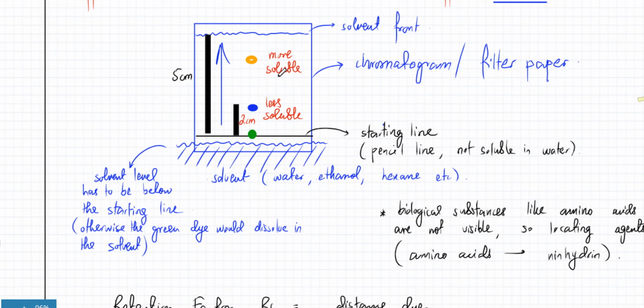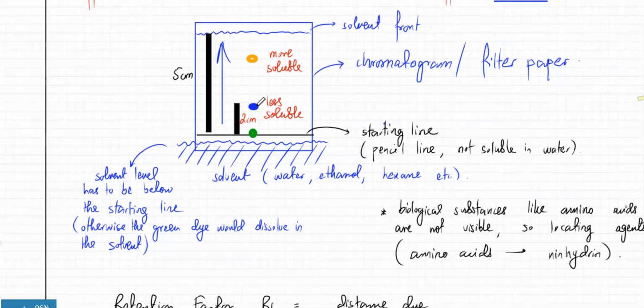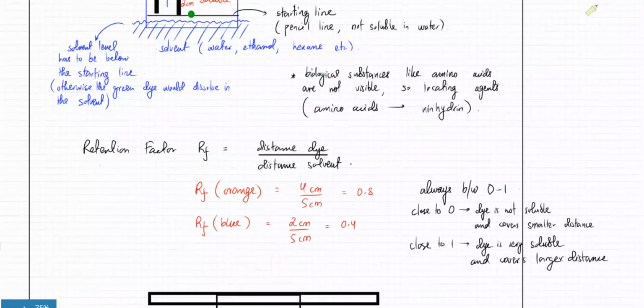Now, we were talking about RF value, and I told you that the separation happens because of the differences in the solubility of the dye. There's an absorbent material like a chromatogram or a filter paper, and water starts getting absorbed and starts traveling up that material, and it's going to carry the dyes. If the dye is more soluble, then it would travel a longer distance. If it's not very soluble, it's not going to travel a very long distance.